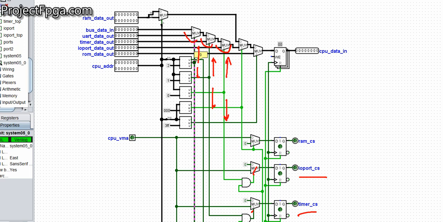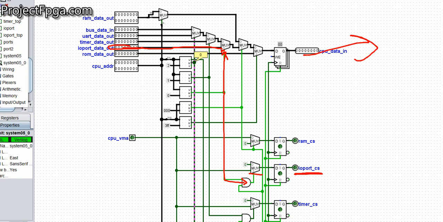So take for instance, let's use the one of 0. When it is 0, it goes up, turns on this multiplexer and selects the IO port data. Then it goes down and turns on this AND gate for this multiplexer and selects the IO port CS. So the IO port CS enables it to send data here. Then this one up here is reading the output data and reading it into the CPU data in.